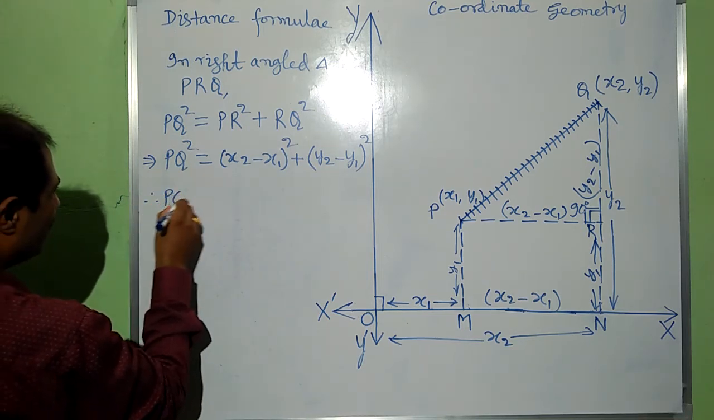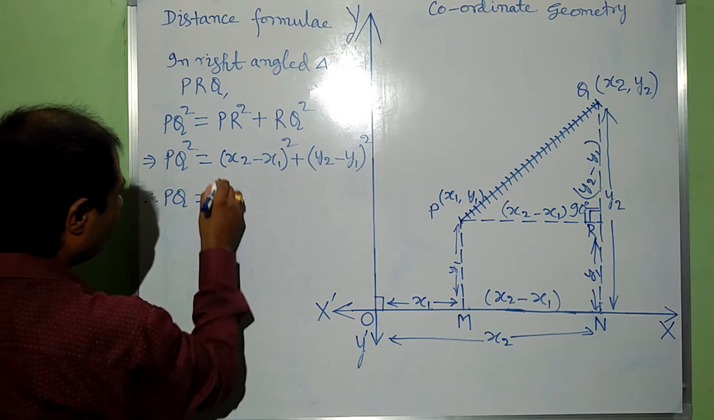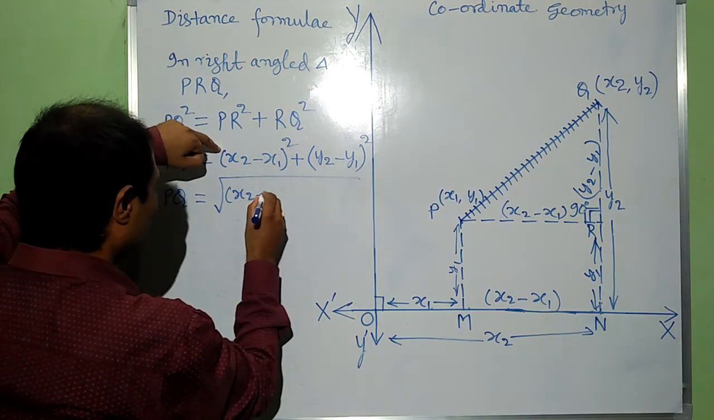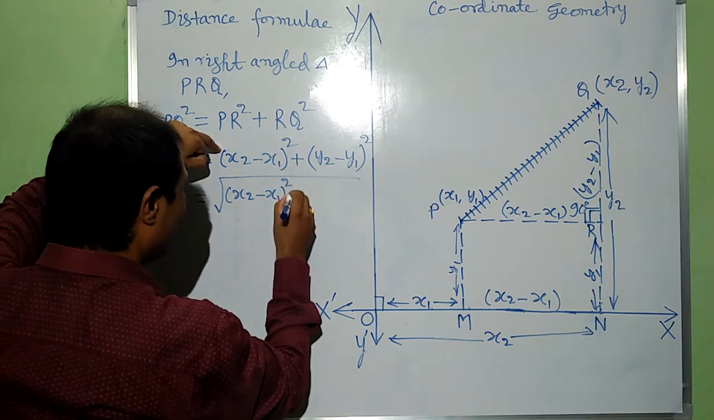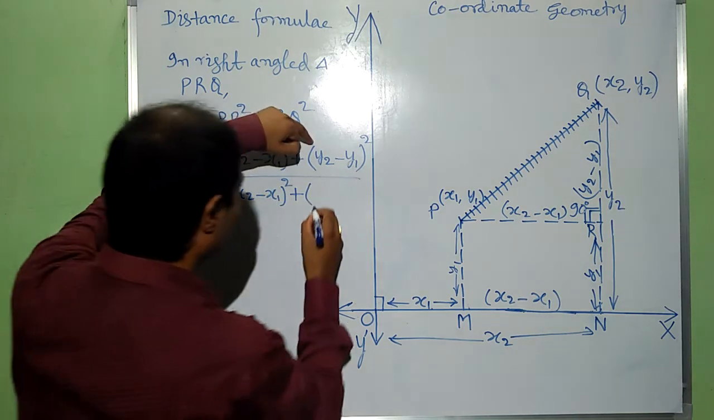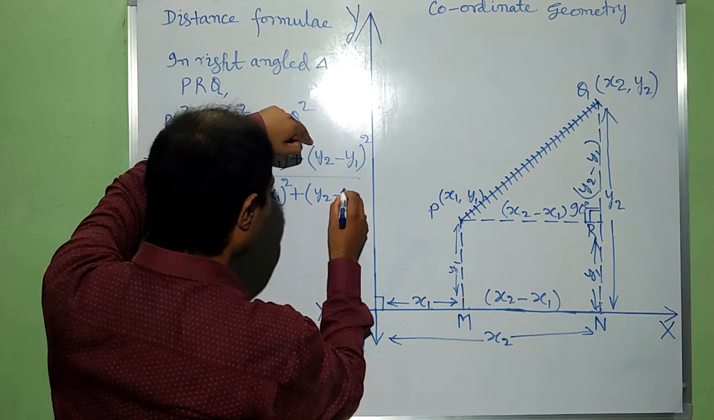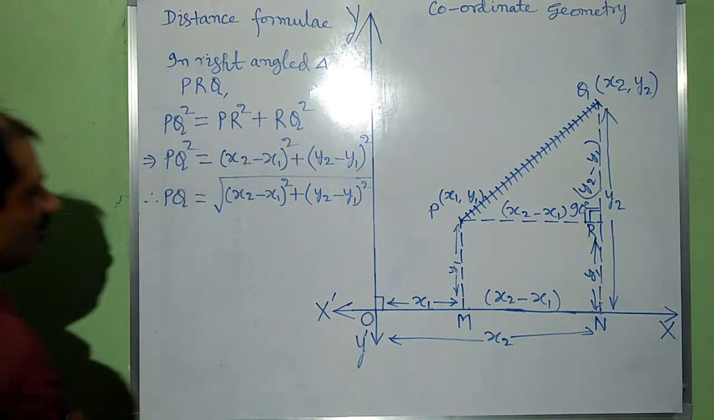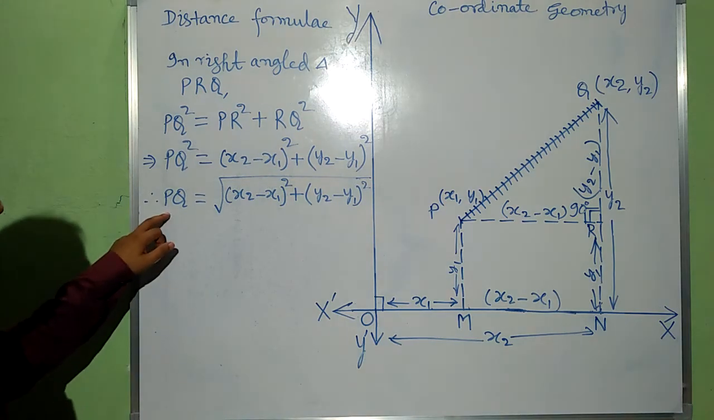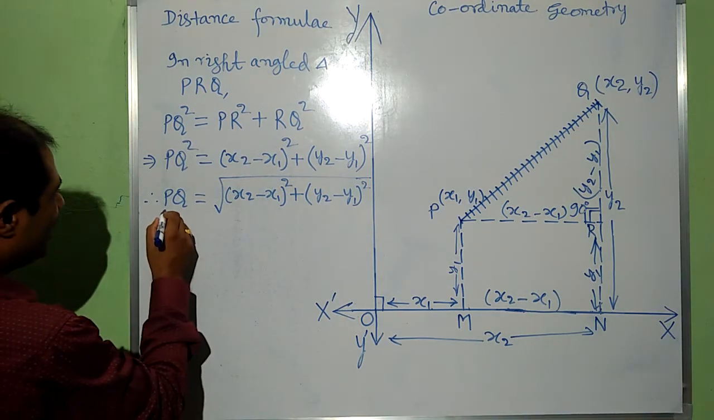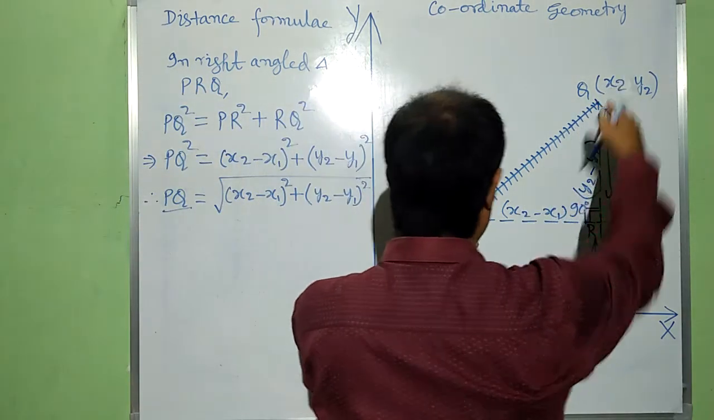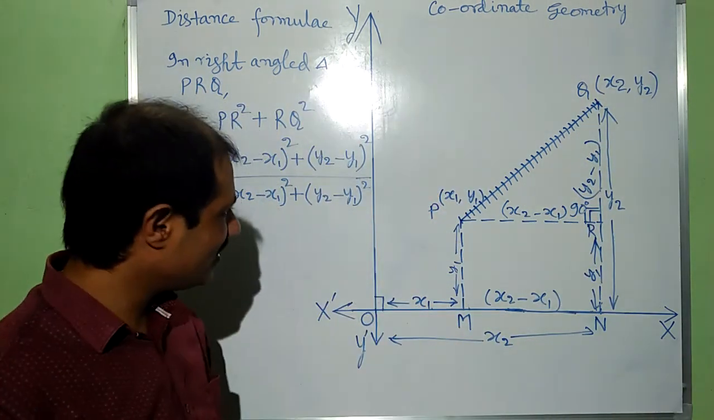Hence PQ is equal to root under x2 minus x1 its whole square plus y2 minus y1 and its whole square. This is known as the distance formula. In this way, we can find the distance between points P and Q lying in the Cartesian plane.